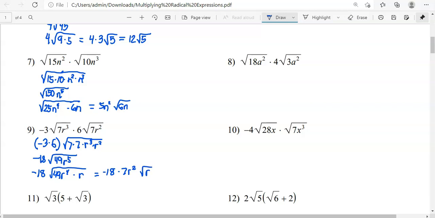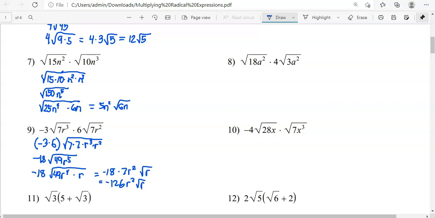Then multiply lang natin tong negative 18 and 7. So the answer is negative 126 r squared times square root of r.